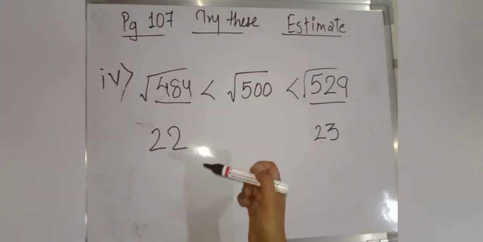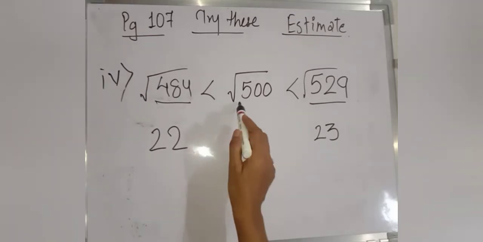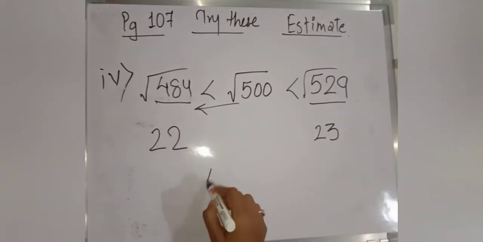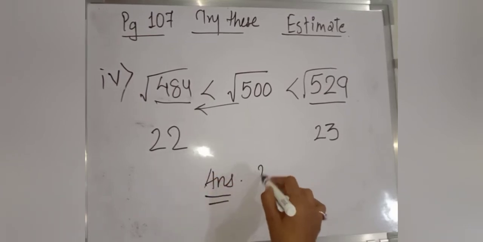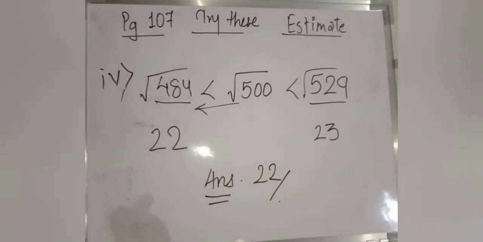Now looking at the number, 500 is nearer to 484. So our answer is, the square root of 500 to the nearest whole number is 22.